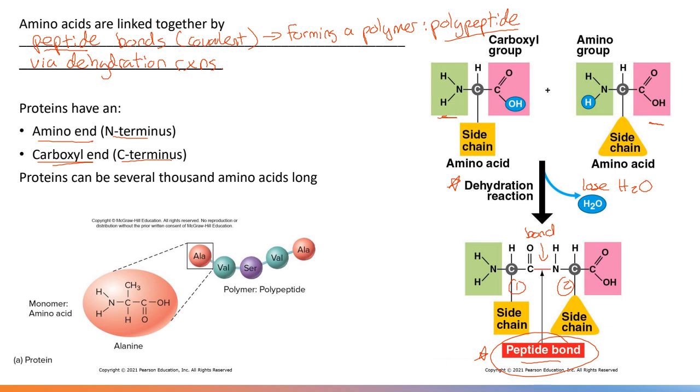Proteins can be several thousand amino acids long. Some of them can be smaller, and some of them are going to be way larger. This is something I want you to understand. These are different amino acids, amino acid 1, 2, 3, 4, and 5, all connected together. Five amino acids connected together are going to form a polypeptide. The polymer is going to be a polypeptide. Keep that in mind.